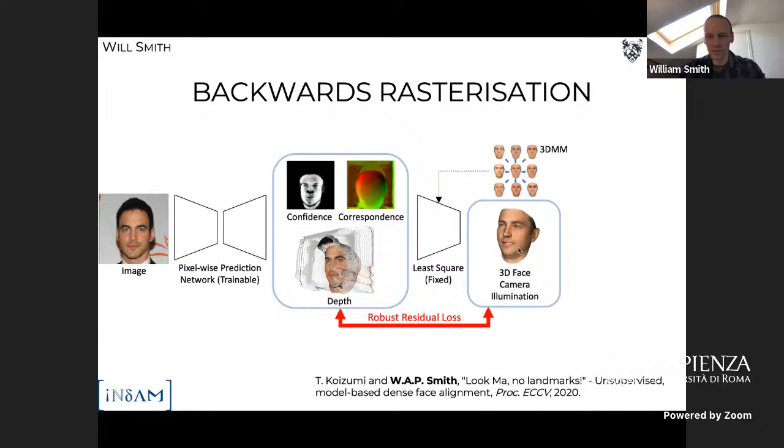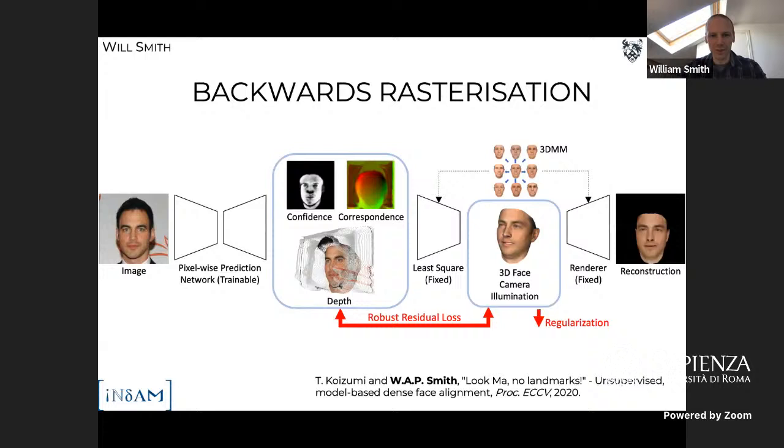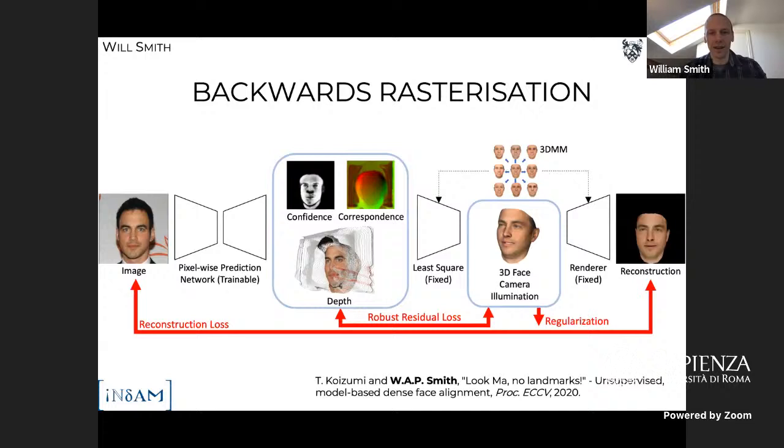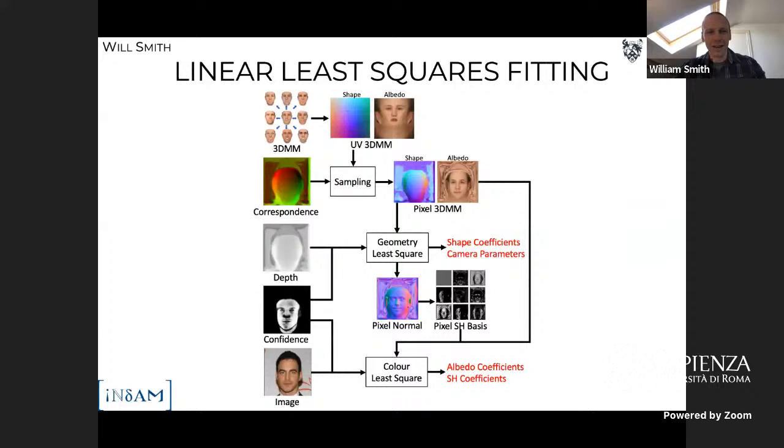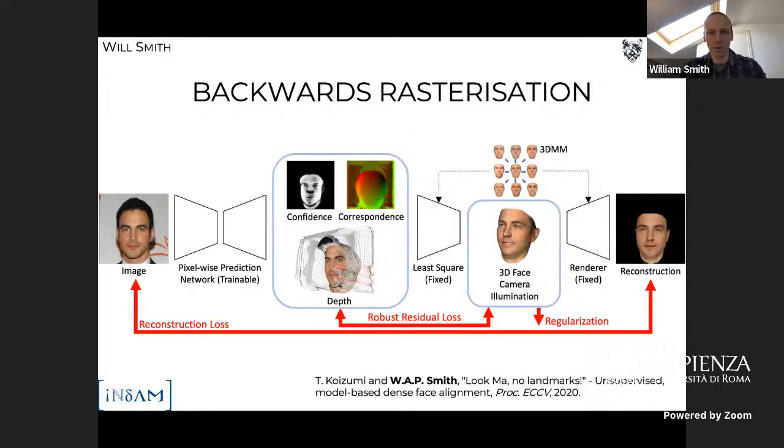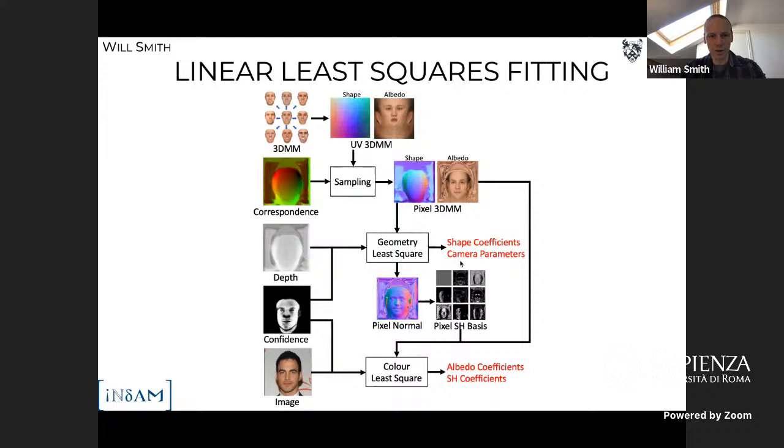In practice, you also need some regularization, and kind of disappointingly, up till now, we do also still need to use a differentiable renderer and include a reconstruction loss. If we don't have this, the face kind of expands too large for reasons that are a bit complicated to explain. I think I'm going to skip over the detail of how we solve this least squares problem, but suffice to say, this information, correspondence, depth, and confidence, is sufficient to set up a linear least squares problem to first solve for the geometric parameters, shape and camera parameters, and then for albedo and lighting.